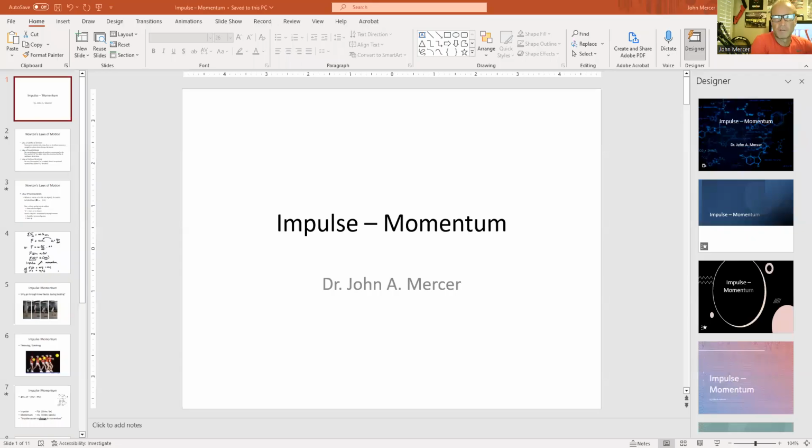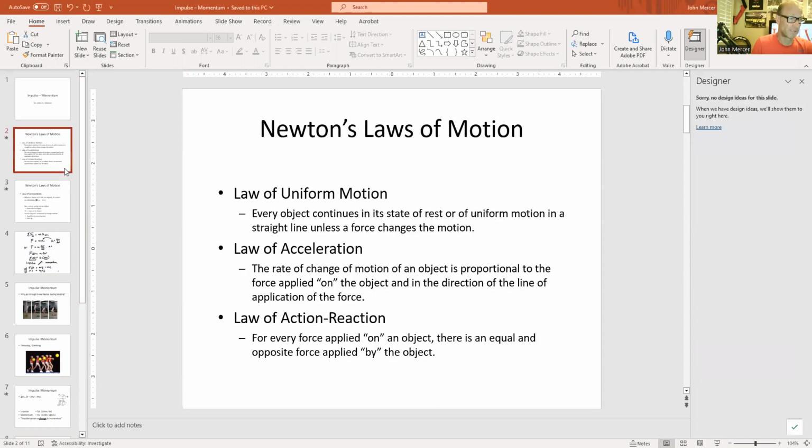Let's talk a bit more about impulse momentum. Now, this is the second presentation on impulse momentum. The first one is simply a derivation of the impulse equation and momentum equation and the impulse momentum relationship together. But this is a little bit deeper talk on why this is an important concept to understand and ultimately use when we start doing performance analyses.